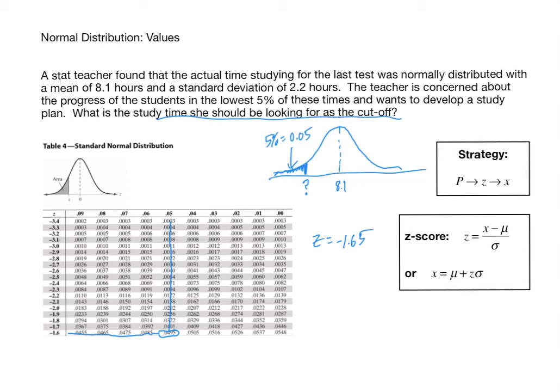Now we need to go the extra step of converting that z-score back to the raw data value. And we're going to use our z-score formula here. So we've got x equals mu, which is 8.1, it's given to us, plus z, we just found is negative 1.65, times sigma, which was given to us as 2.2. And if you do this arithmetic, we get x equals 4.47 hours.